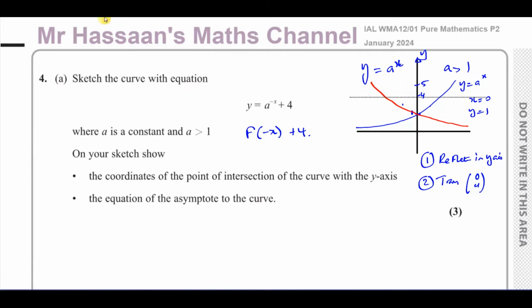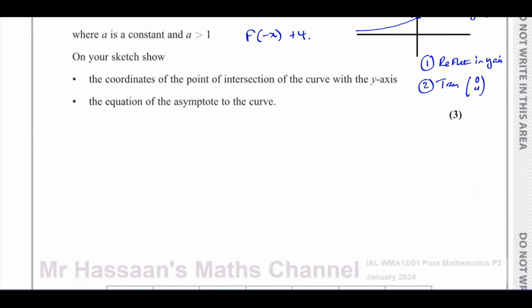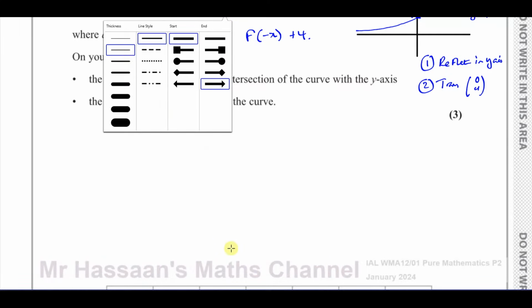So the graph would then look something like this. It's going to be reflected in the y-axis first and then raised vertically by 4 units. So instead of going through (0, 1), it's going to go through (0, 5), and the asymptote is going to be y equals 4. Okay, so that would be the sketch. I'm going to just draw that sketch now neatly. I just wanted to go through the process of the transformations that take place so you understand what's going on.